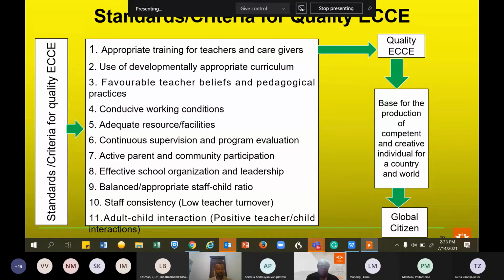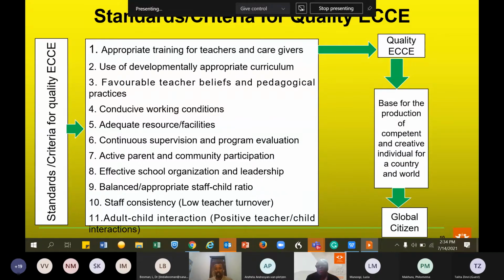And the last but not the least standard in our review is adult-child interaction. That means there should be positive interaction between the teacher and the children, or even the leadership or the school principal. So here there should be positive interaction between the different organs in the school or in the school environment in general. So when these standards are achieved, we can say there is quality ECCE.